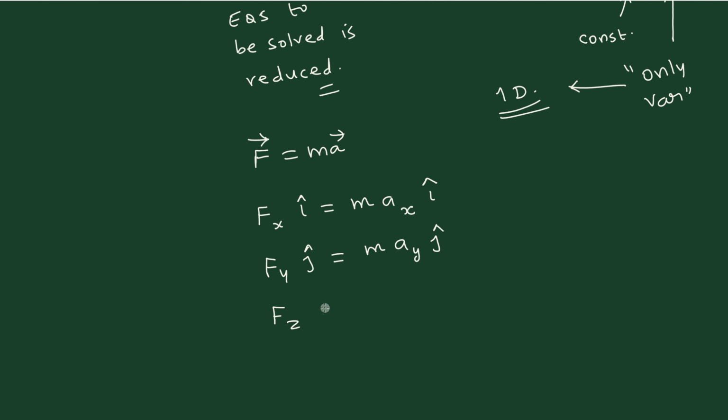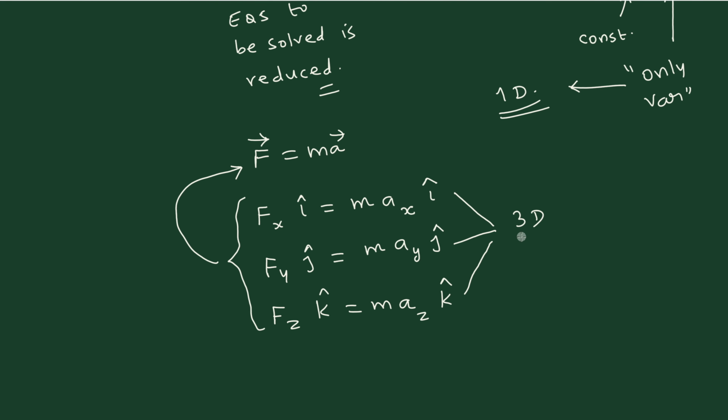And coming to the z component, we can write the z component along the k direction will be mass times acceleration in the z direction. So therefore, I will put a bracket here. So the 3 equations is what we write for F equal to ma. F equal to ma is not a single equation. And this is what is known as 3D. So since you have written 3 equations, this is called a 3D problem.